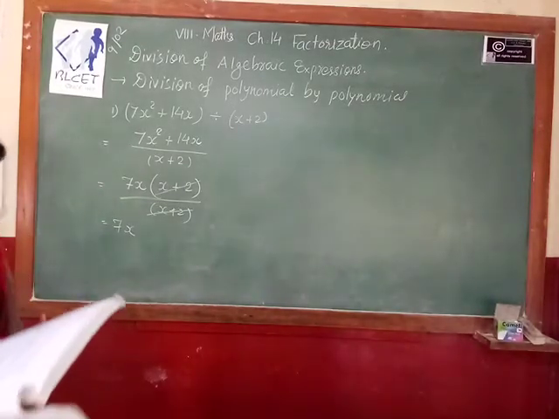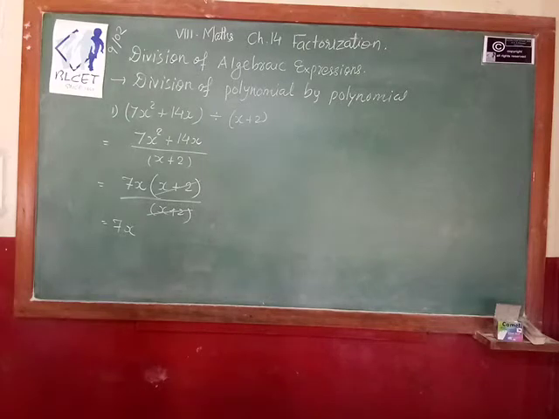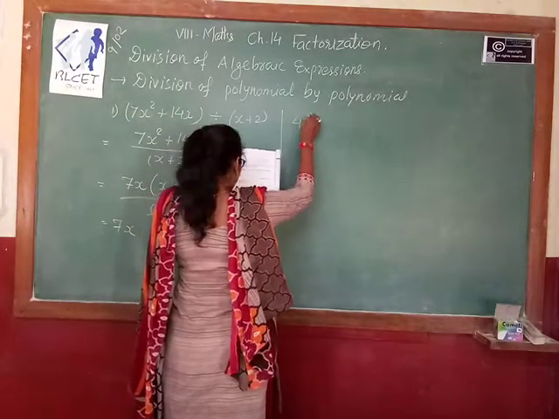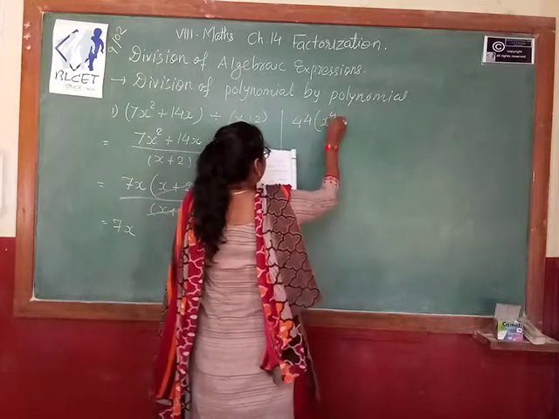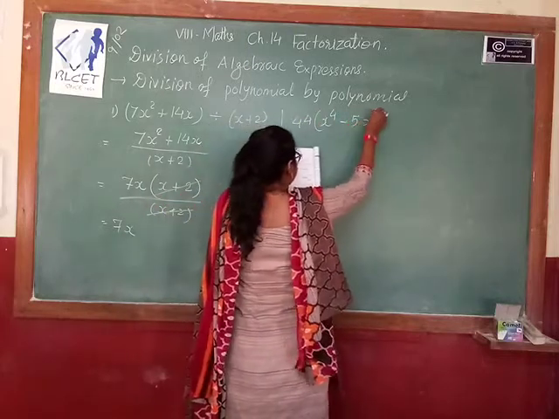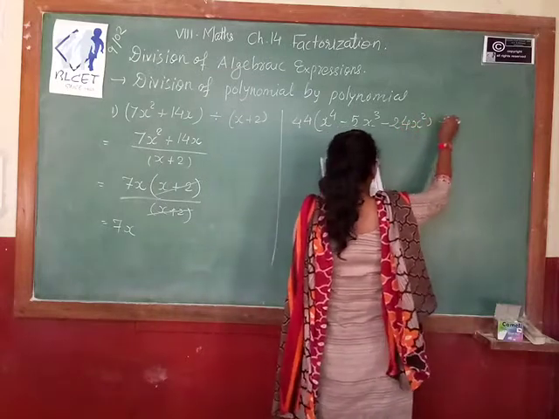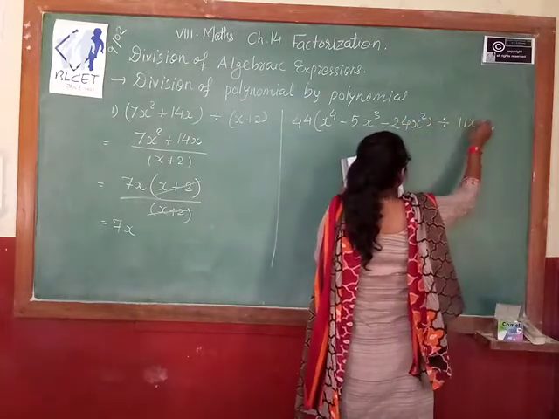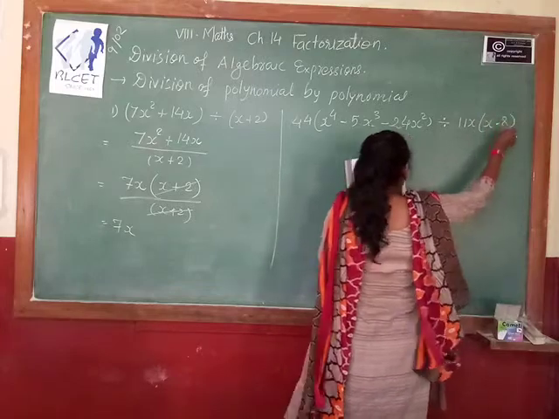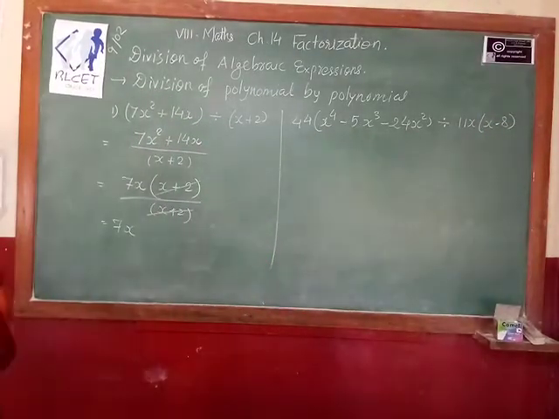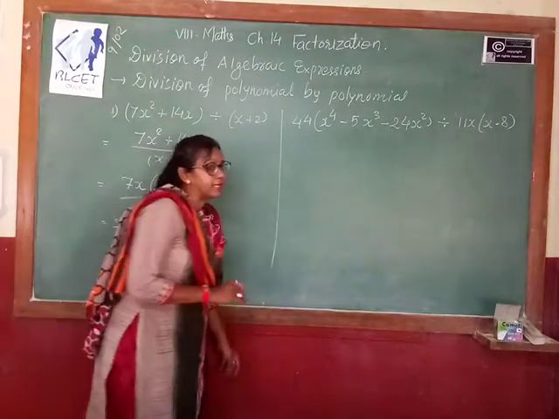Let's see one more example. 44x to the power 4 minus 5x cube minus 24x square, whole divided by 11x into x minus 8. So the same method we follow. This method we have to follow.